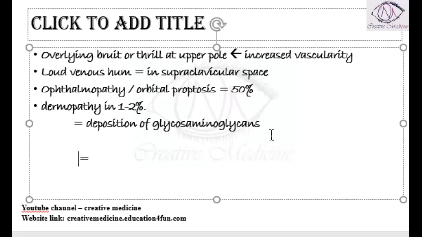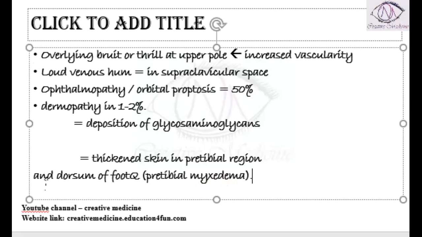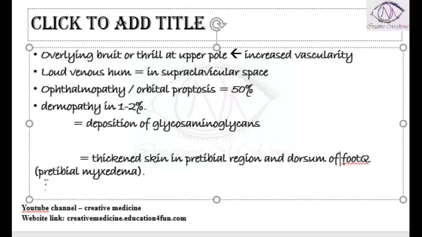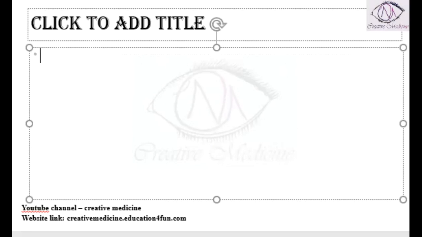They cause thickening of the skin, especially in the pretibial area and in the dorsum of the foot. Because of the thickened skin in the pretibial area and dorsum of the foot, the patient will have pretibial myxedema, which is an important feature of Graves' disease. In Graves' disease, the patient can also have gynecomastia. This gynecomastia is more commonly seen in younger males when compared to the elderly.